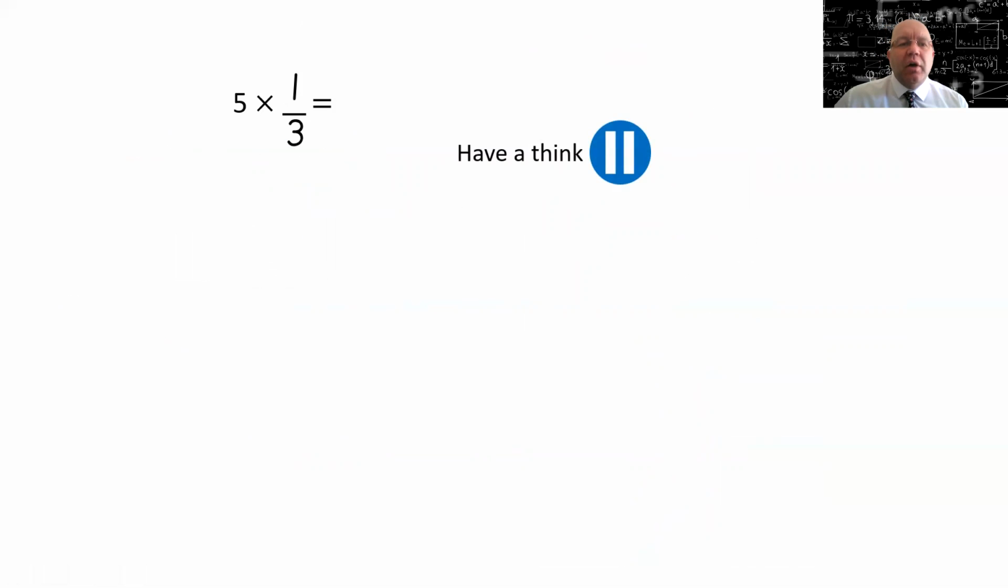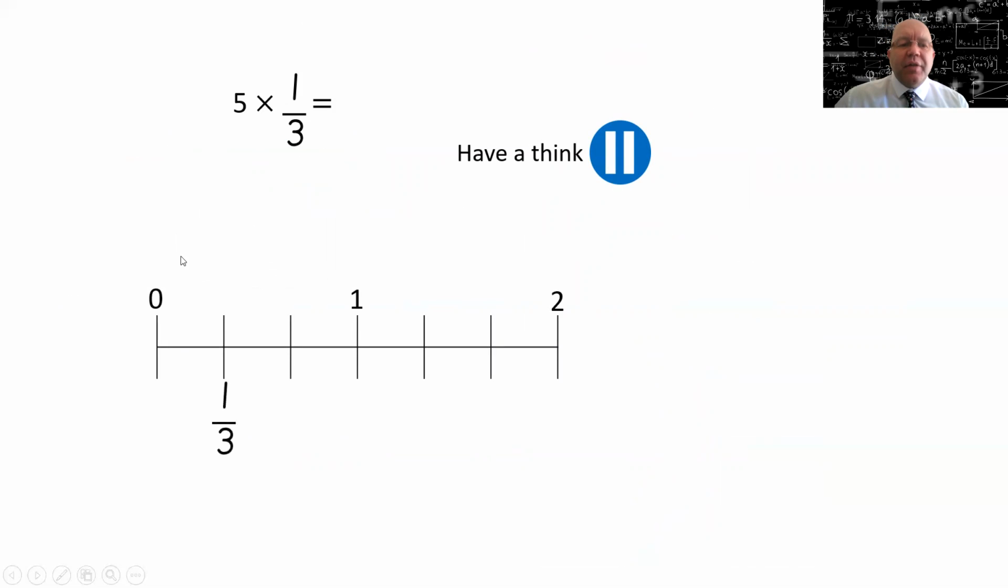Shouldn't need to think for long. Well, let's look at it on a number line. There's our thirds. So 1/3, 2/3, 3/3, 4/3, 5/3, 6/3, and so on. A whole one is the same as 3/3. 2 whole ones is 6/3.